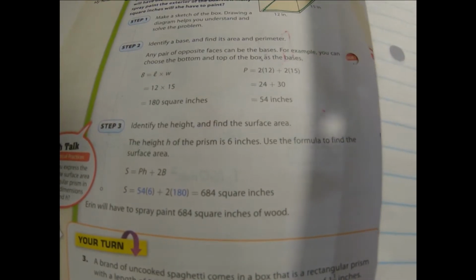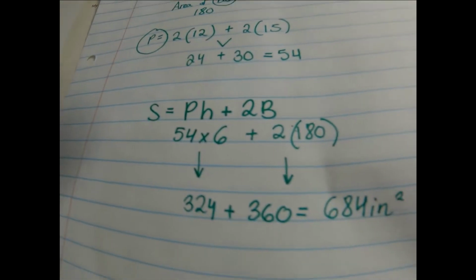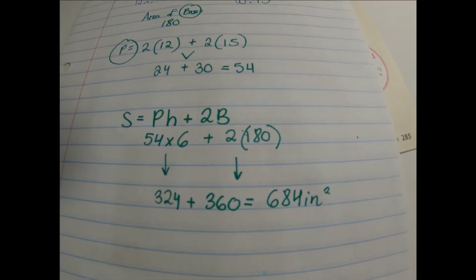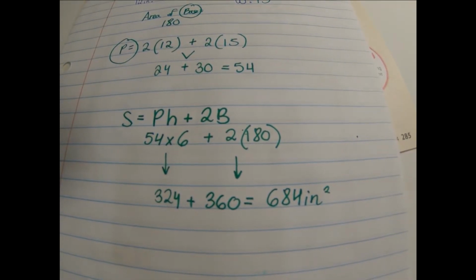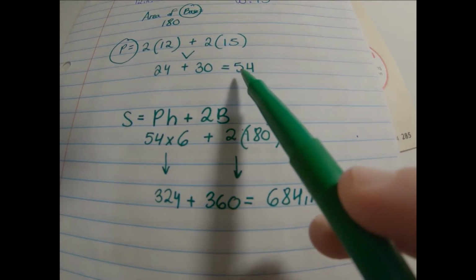Right? So she would need to spray paint 684 square inches of wood. Hopefully you followed that along, right? Step 1 was finding the perimeter of the bases: 12 plus 12 plus 15 plus 15. Basically what we did right here.